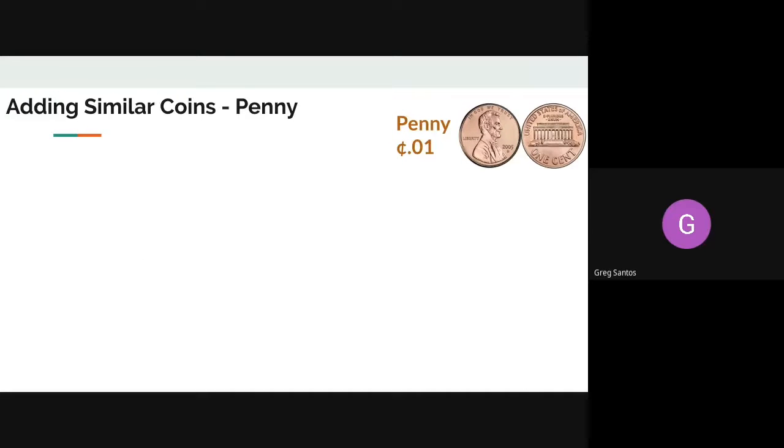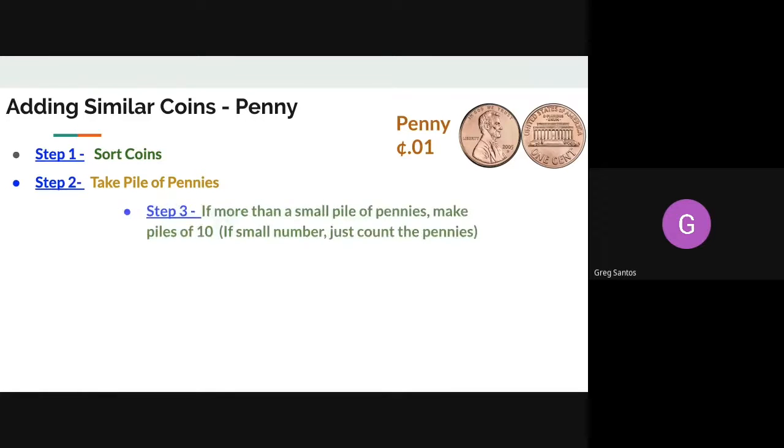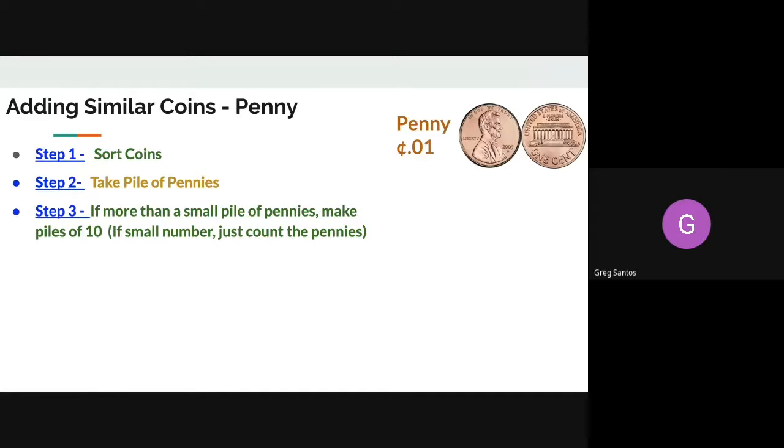All right, so today we are going to work on adding similar coins, and we're going to start with adding pennies together. So step 1, as we mentioned, is always to sort coins into like piles. You are going to next take the pile of pennies after you've sorted. If you have more than just a small pile, so if you have more than like 20 pennies, we're going to sort the pennies into piles of 10.